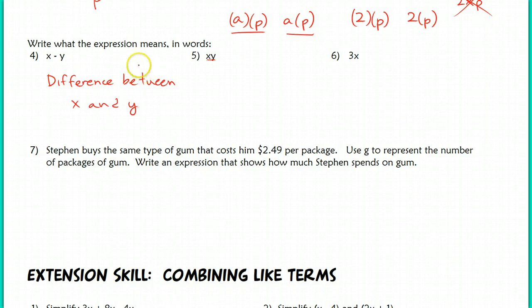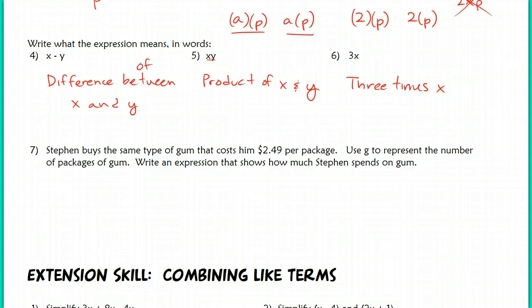Okay, you could also say the difference of X and Y. Now for number 5, XY, we talked about what that looks like. When we don't see a sign in there, we know that this is just the product. This is the product of X and Y. Okay? And number 6, when we see 3X, this means 3 times X.